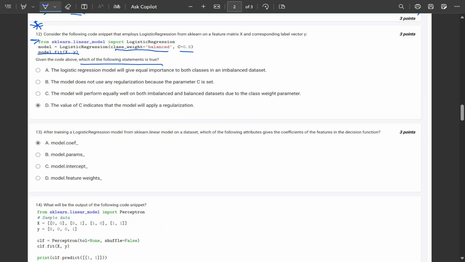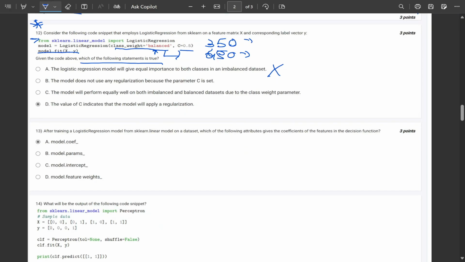So, a logistic regression model will give equal importance to both classes in an imbalanced data set. That's totally wrong. It will not. The reason is that it has been set to balanced. Obviously, it would say that it is balanced, so that means it will give equal importance, but that's not the case. So this 350 is 0 and this 650 is 1.